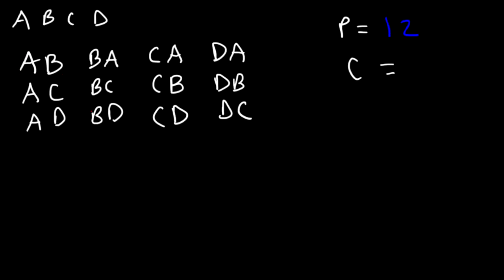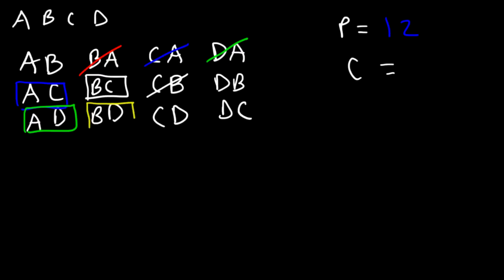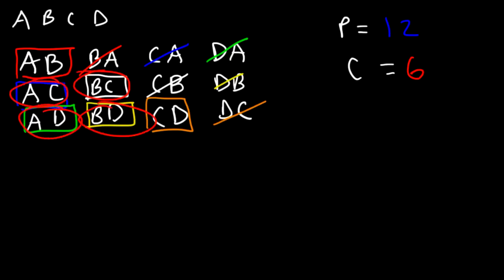So if we're going to count AB, we can't count BA. If we're going to count, let's say, AC, we can't take into account CA. If we're going to count AD, we have to eliminate DA. If we're going to use BC, we need to get rid of CB. If we're going to use BD, we can't use DB. And finally, if we're going to use CD, we've got to get rid of DC. So notice that the number of combinations is equal to 6. 1, 2, 3, 4, 5, 6.